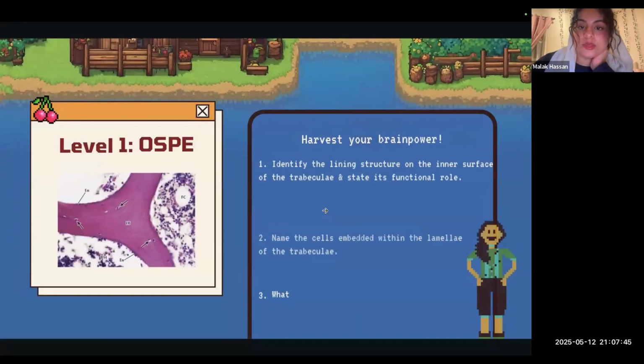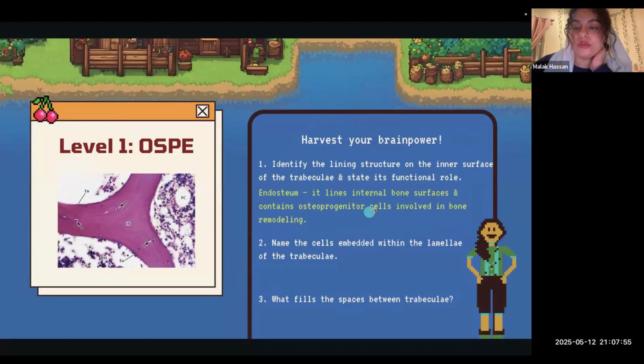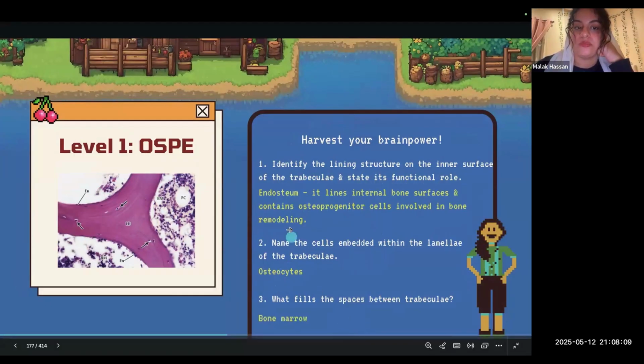Now for the OSPE, what is this? What is the lining structure on the inner surface of the trabeculae, and what is its functional role? Well, it is the endosteum, and it lines the internal bone surfaces and contains osteoprogenitor cells, which are involved in bone remodeling. What are the cells that are embedded within the lamellae of the trabecula? You have osteocytes. What fills the space between the trabecula? Bone marrow.